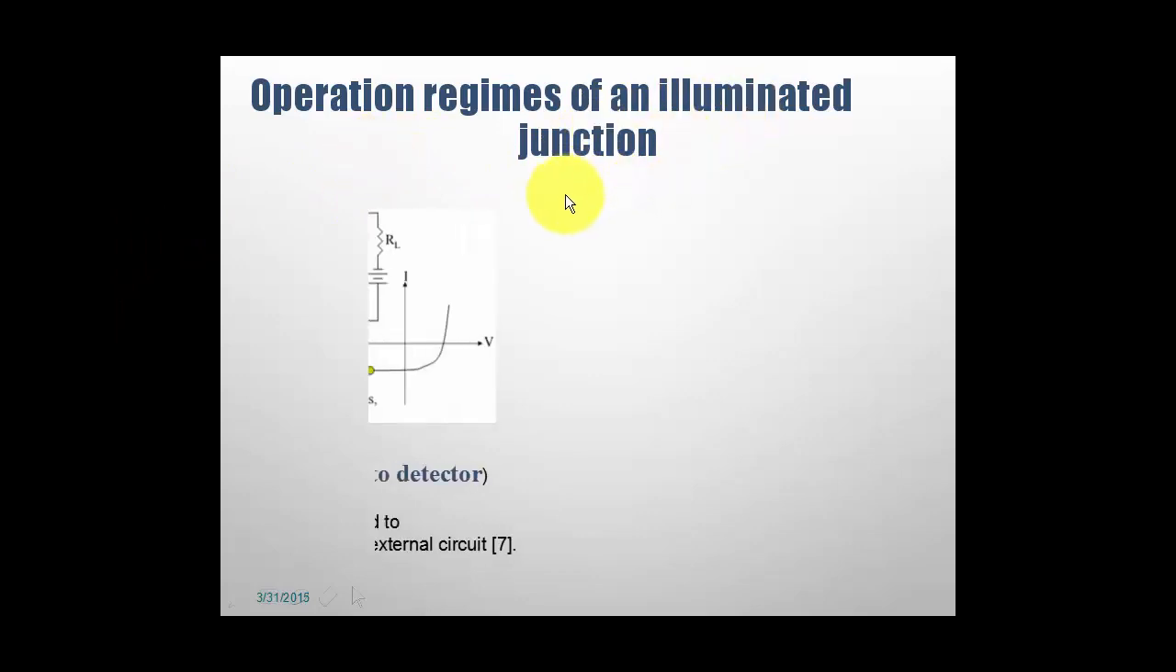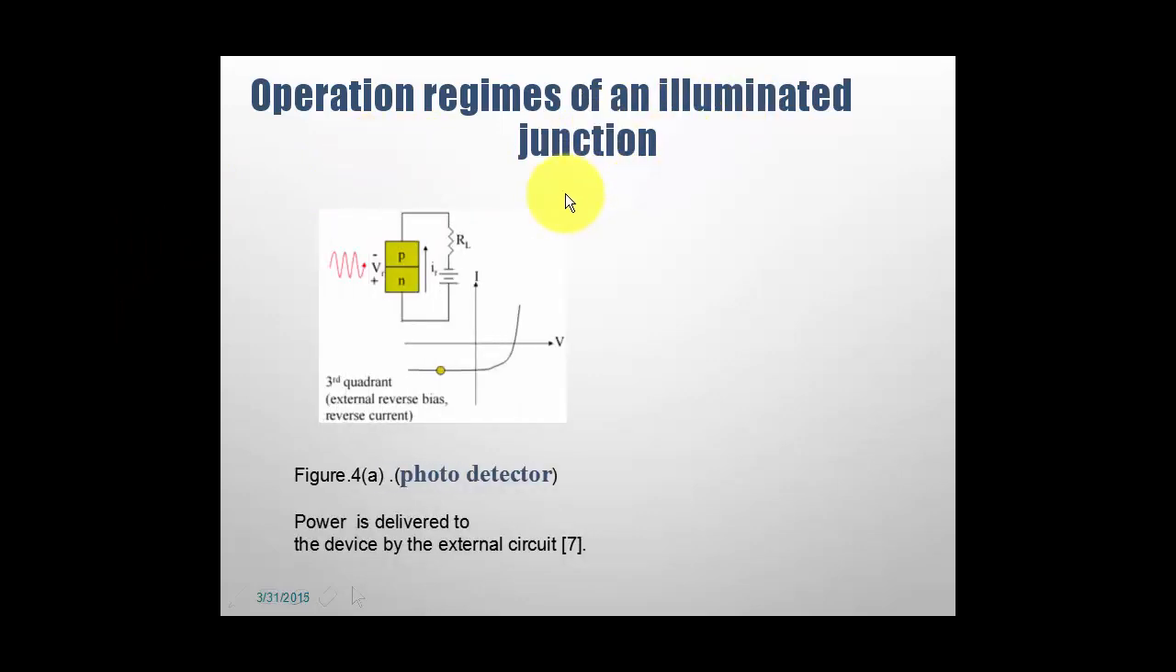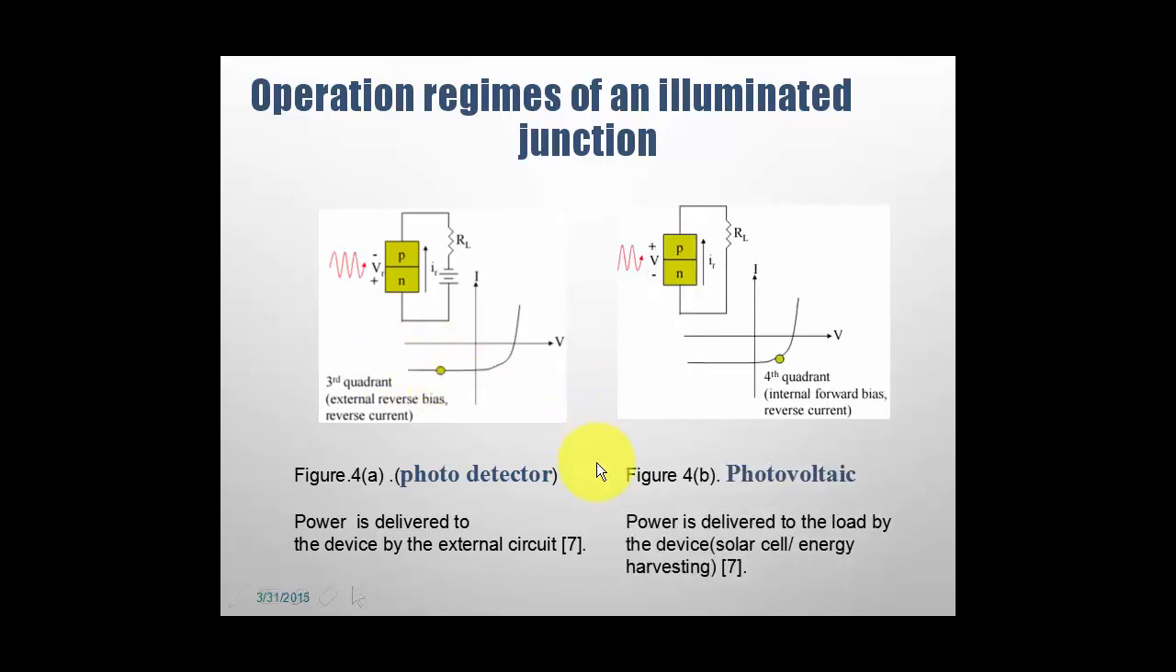Operation regimes of an illuminated junction. The first one is the photodetector, which is operated in the third quadrant. You can see in the diagram that it is operated within the third quadrant. The other one is the photovoltaic, which is normally a solar cell, operated in the fourth quadrant.